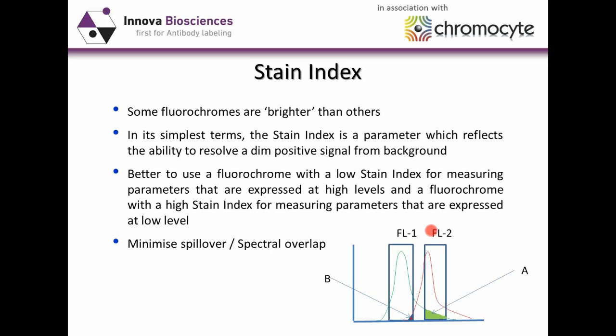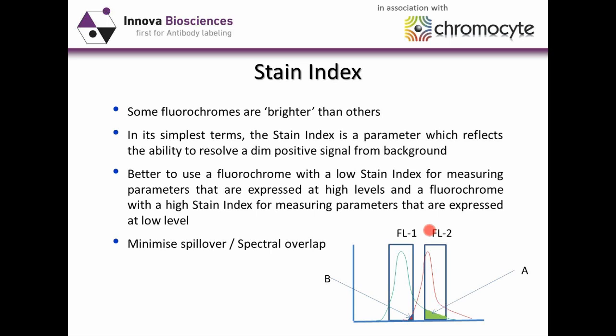The other element which is worth keeping in mind is something called the stain index. Again, the concept is quite straightforward: some fluorochromes are brighter than others. In its simplest terms, the stain index is a parameter which reflects the ability to resolve a dim positive signal from the background. So if you're analyzing cells, it's better to choose a fluorochrome with a low stain index for parameters that are expressed at high levels.